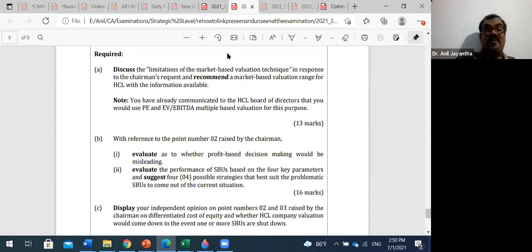Therefore, you have to recommend a market-based valuation range for HLC within the future. Actually, it's not difficult for you if the examiner asks you to recommend which method to be followed. Then you need to have your own interpretation about the merits of each method, and you need to take a decision. It's difficult, but this question is not that difficult.